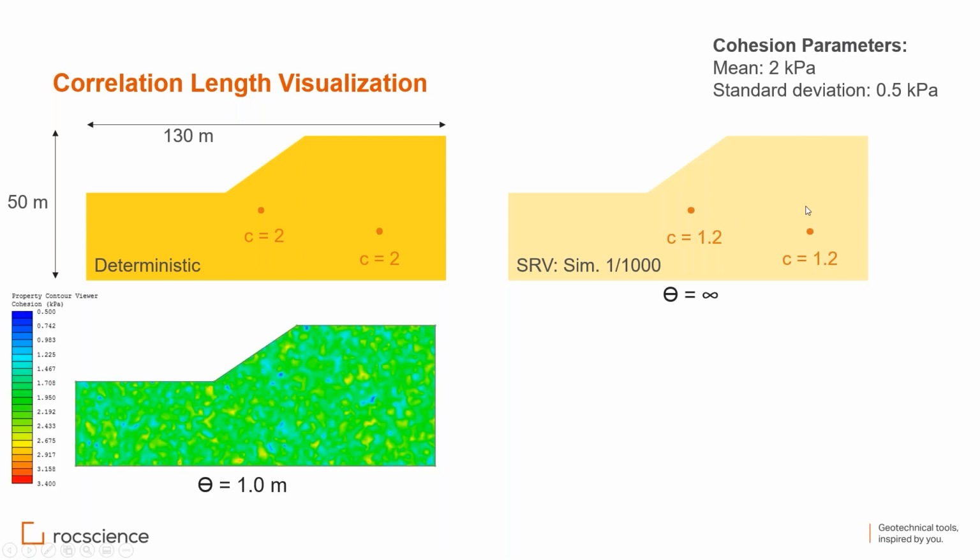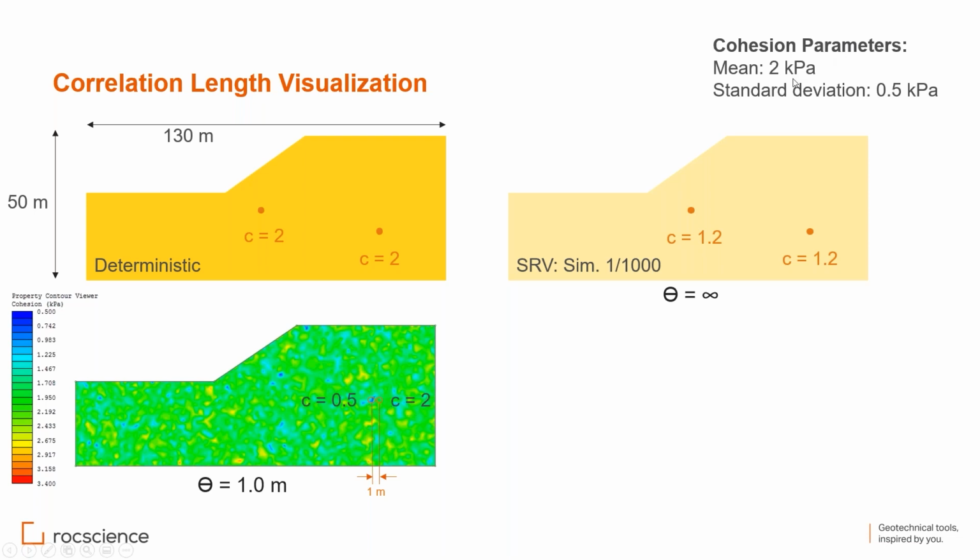But when you have a spatial variability, let's say you define a spatial correlation length of 1 meter. So at one point, you pick a value of cohesion of 0.5 kPa. And if the distance between the second point and the first one is greater than 1 meter, which is the spatial correlation length, they tend to have very different values.